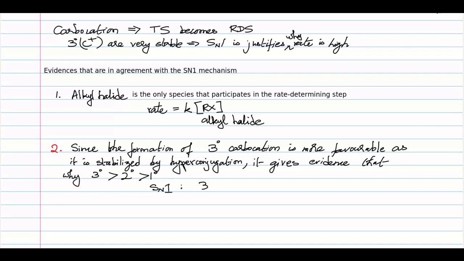And since tertiary carbocations are very stable compared to a secondary carbocation, which is more stable than a primary carbocation, while primary carbocation is not stable, the reactivity also increases in an SN1 mechanism.